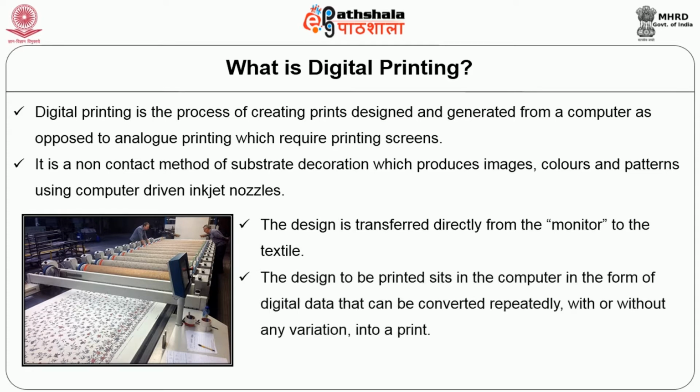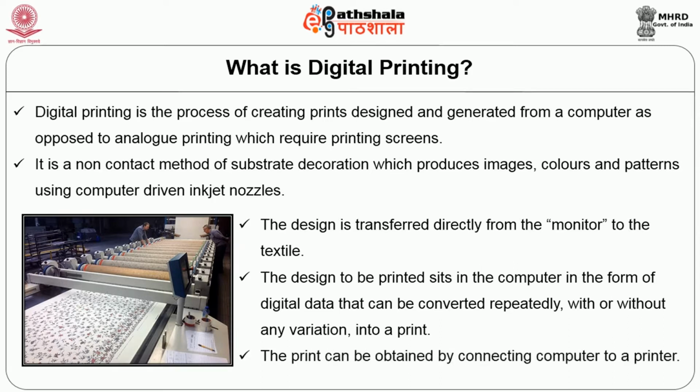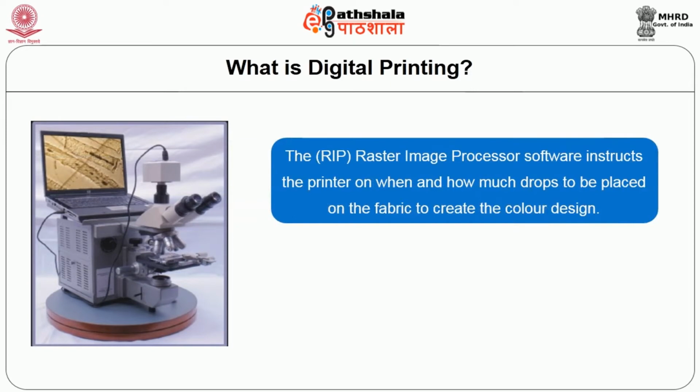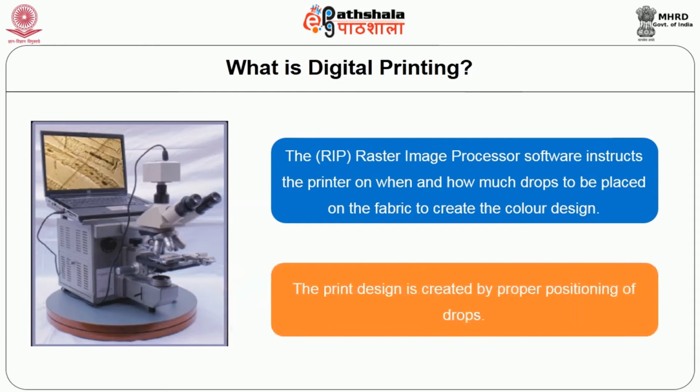The design to be printed sits in the computer in the form of digital data that can be converted repeatedly, with or without any variation, into a print. The print can be obtained by connecting a computer to a printer. The RIP, that is raster image processor software, instructs the printer on when and how many drops are to be placed on the fabric to create the color design. The print design is created by proper positioning of drops.